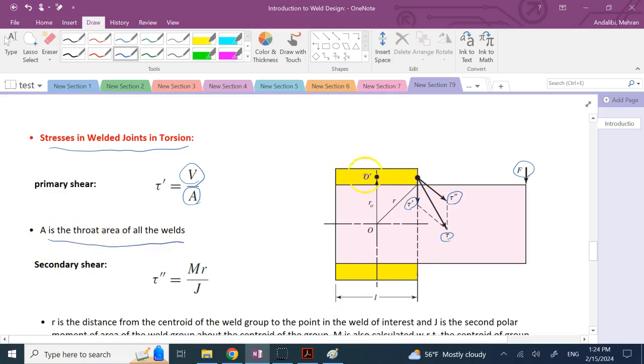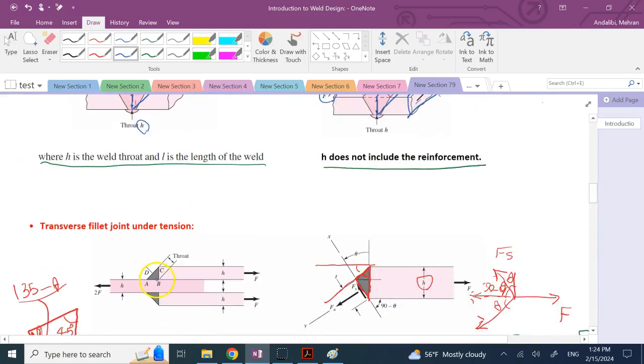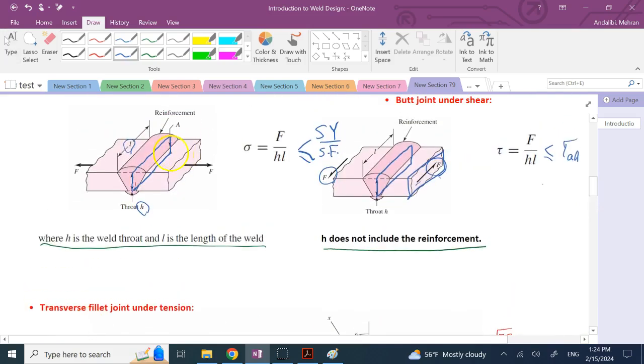So you have to calculate the throat area of all of the welds, and by throat, remember here we are talking about what? We are talking about basically the narrowest or the smallest thickness in the cross section. You have to go for the smallest cross section possible and multiply that by the length of what? By the length L.